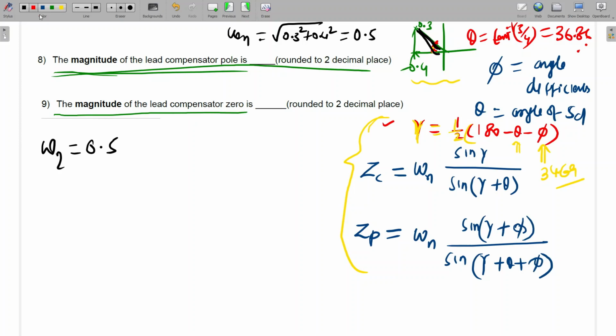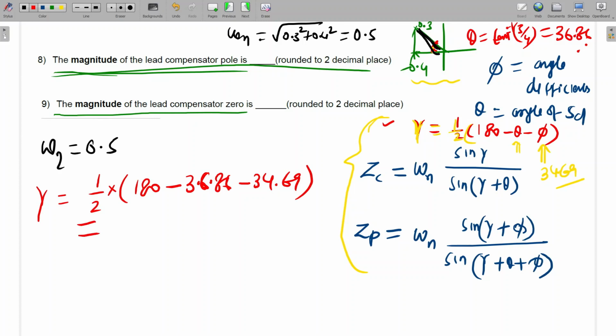Gamma value we can calculate. So gamma is equal to 1 by 2 into 180 degree minus theta, which is 36.86, minus 34.69. How much will be this value? Gamma? Can anyone tell? I'm also calculating. So 1 by 2 into 180 minus 36.86 minus 34.69. 54.22 we are getting.